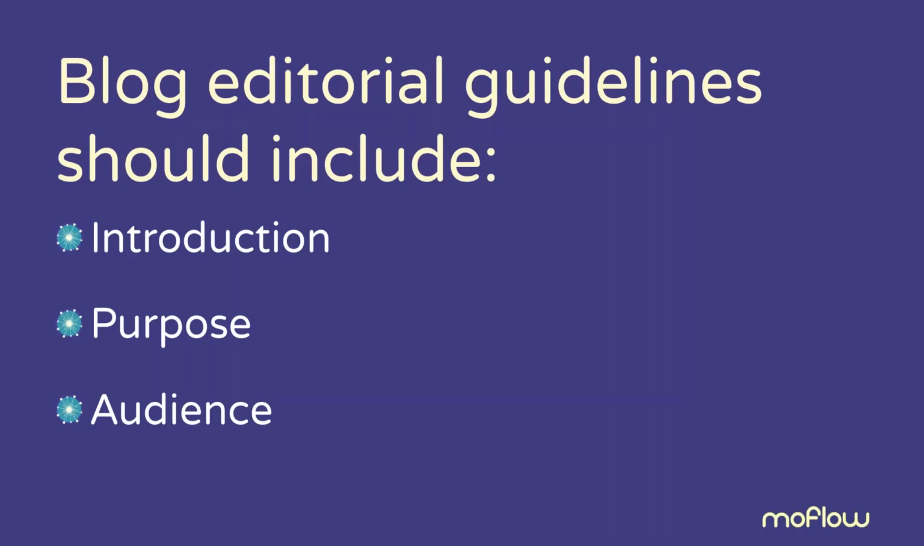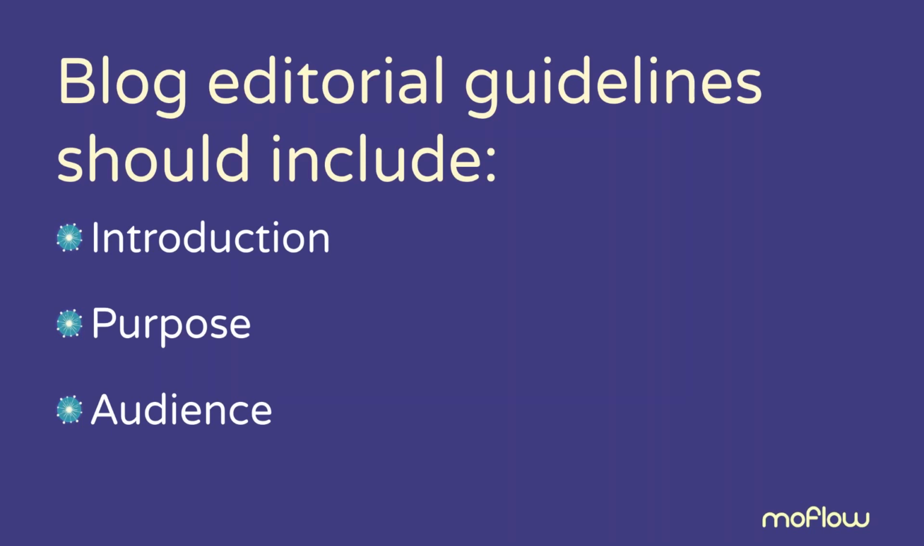So here we go. When you're crafting your blog editorial guidelines, start with a sentence or two of introduction to the guidelines themselves. And that can include a little bit of a description of what your blog is. You want to include a statement of your blog's purpose. We've already talked on this webinar about how important it is to define a purpose for your blog, so include that purpose that you've articulated in a sentence or two in your blog's description within your guidelines.